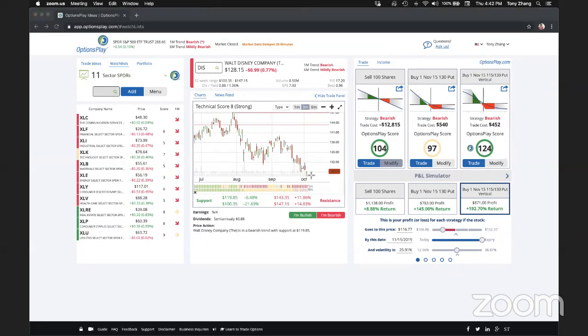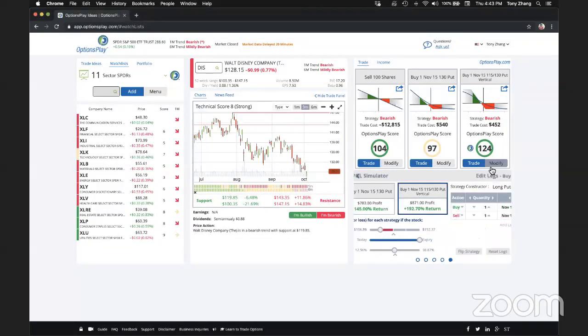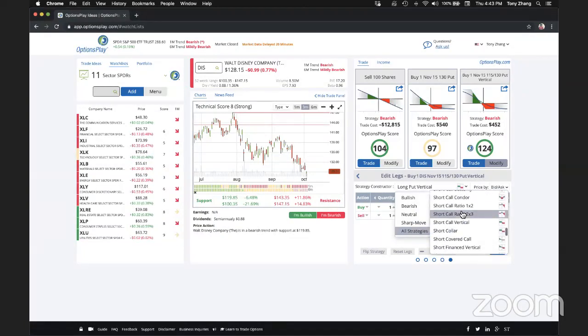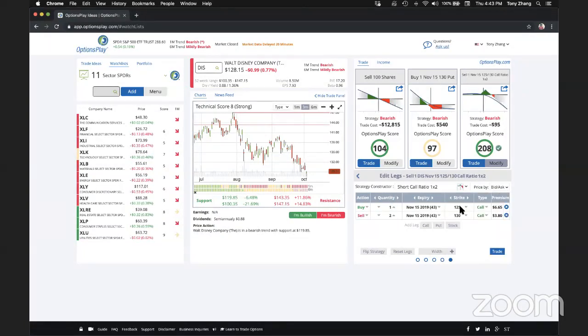So again, this only works if I expect the stock to rally maybe to that 132, 133 level. And I wanted to take a look at if I was able to find a repair strategy. So let's take a look at this. What I'm going to do is modify my strategy. I'm going to use my strategy constructor, and I'm going to look at a short call ratio because that's really what I'm looking to do.